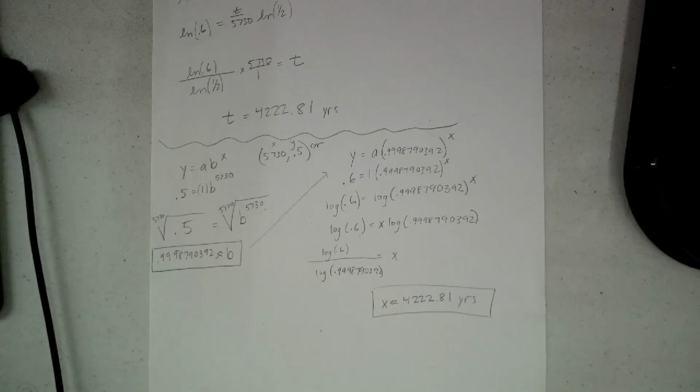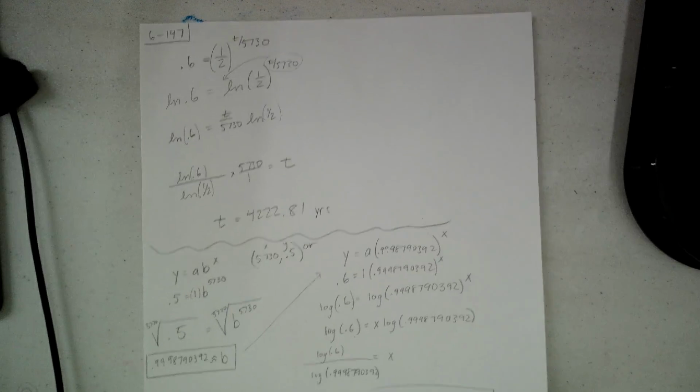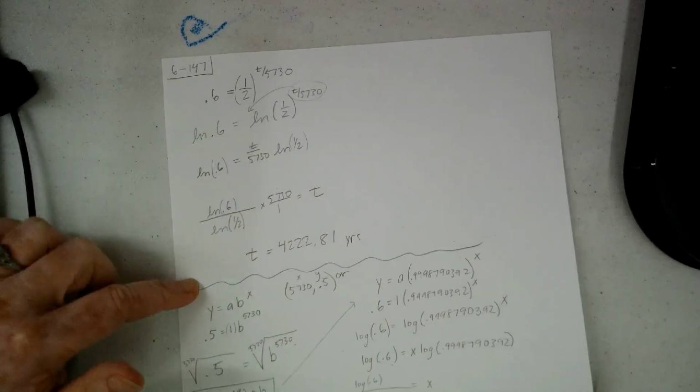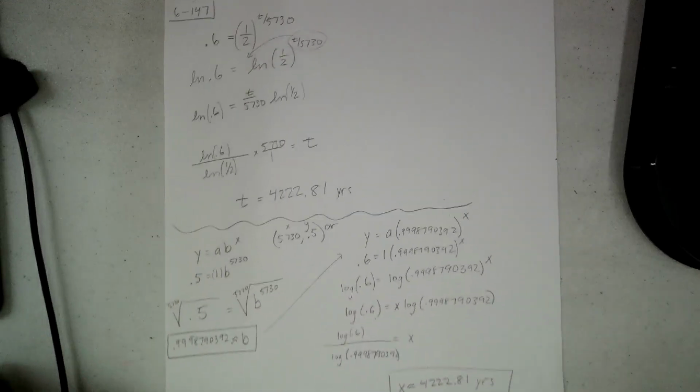Here's pre-calc. This is problem 6-147. It's a closure problem. I started and explained this part and then got interrupted, so this is part 2.